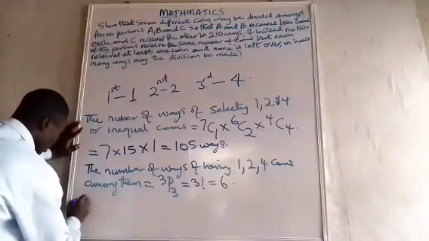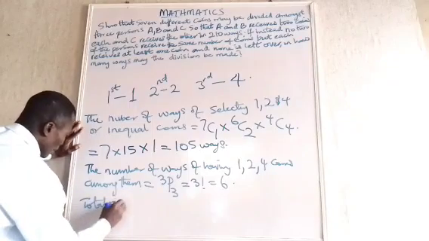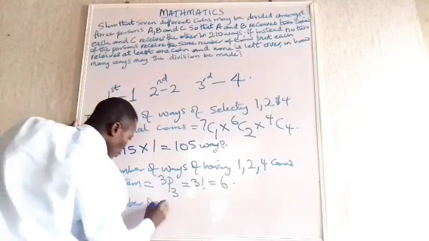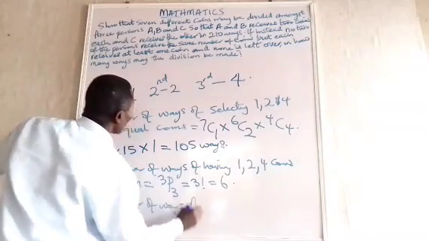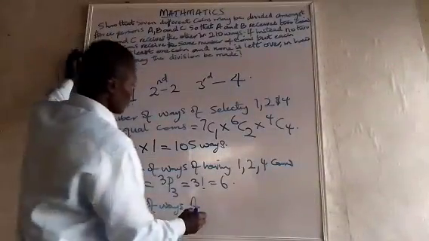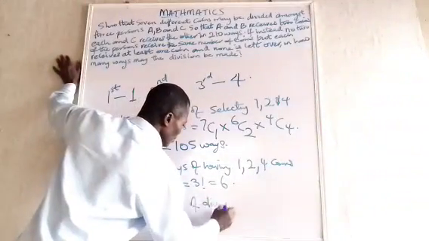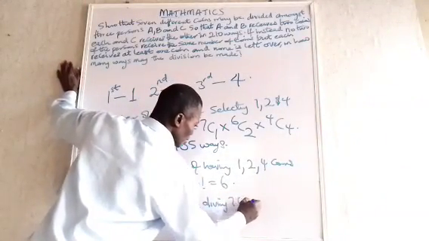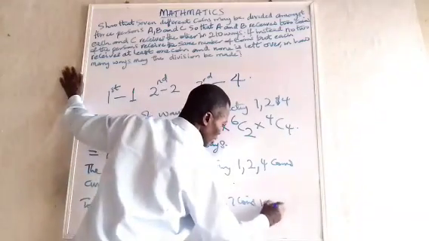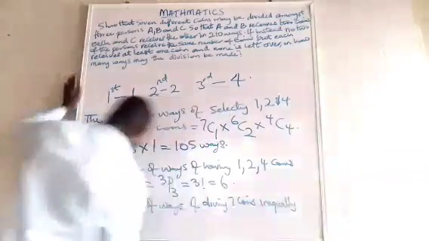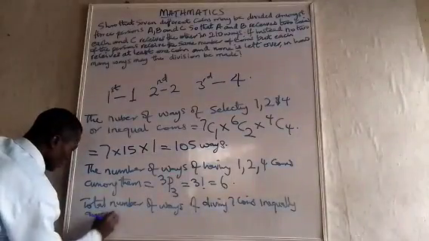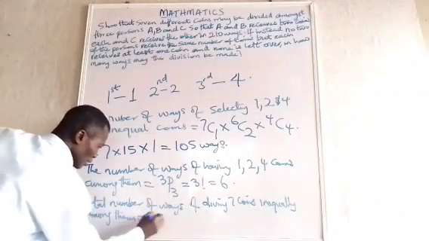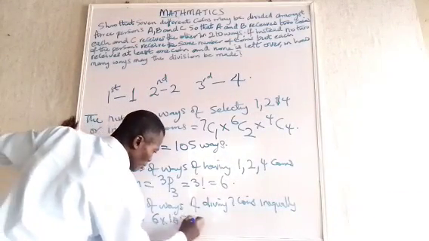So total number of ways of dividing 7 coins unequally among them will be equal to 6 times 105, which is 630.